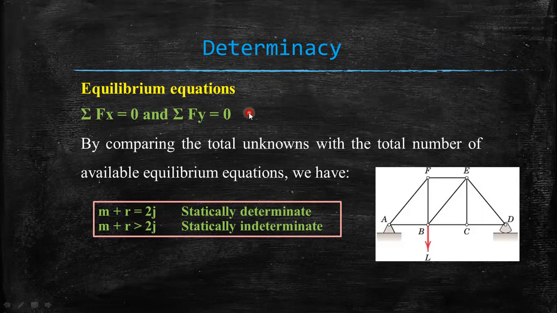So in that case, we have already seen that statically determinate structures are those where the number of unknowns is equal to the number of available equilibrium equations. So when the number of unknowns is equal to the number of available equilibrium equations, that kind of structure we may call statically determinate. But when the number of unknowns is more than the number of available equilibrium equations, that kind of structure we call statically indeterminate.